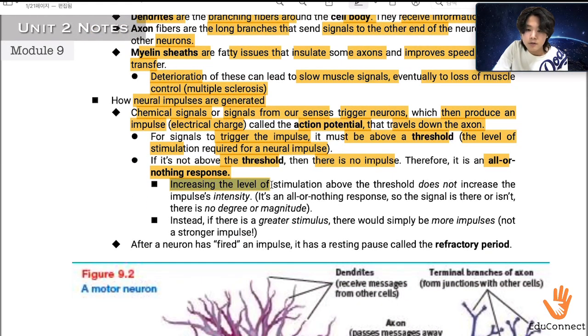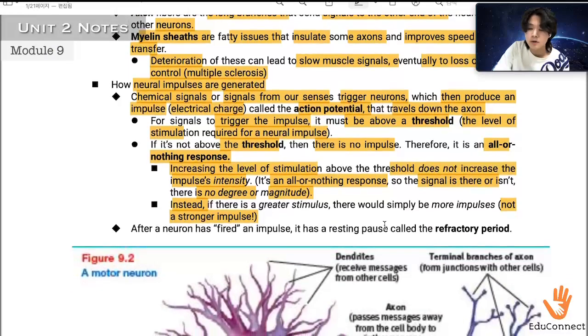Increasing the level of stimulation above the threshold does not increase the impulse's intensity. It's an all or nothing response, so the signal is either there or isn't there. There is no degree or magnitude. Instead, if there's a greater stimulus, there will simply be more impulses, right? So it is not a stronger impulse in this situation.